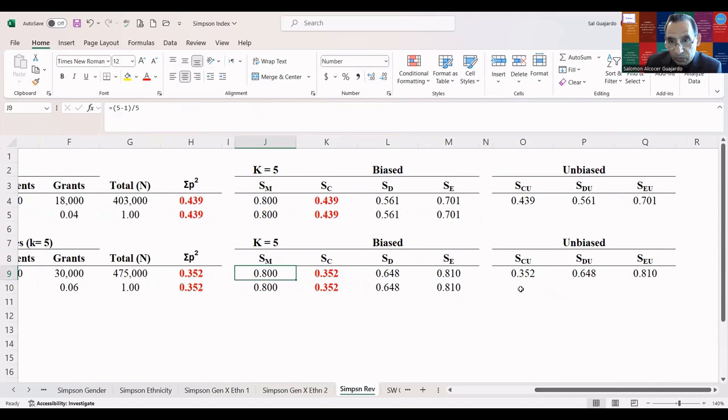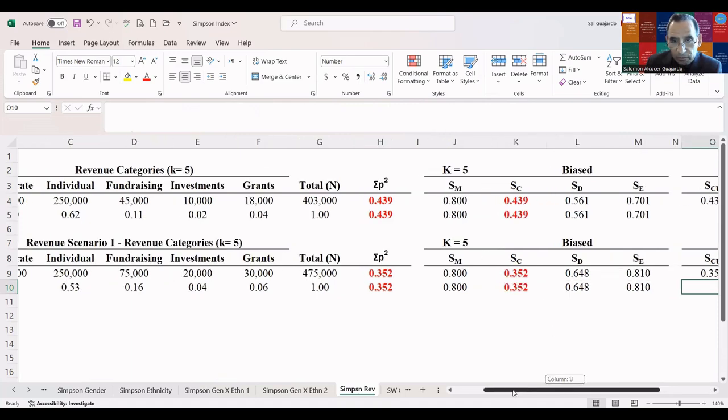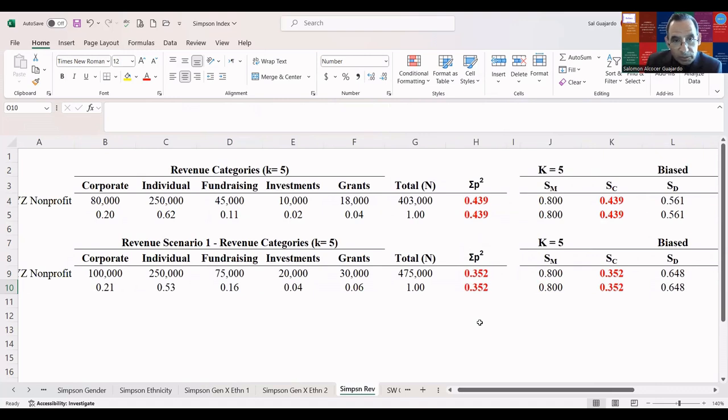And again, just for consistency, I applied the formula for the unbiased scores to the revenue scenario. And again, because the numbers are so large, using the formulas for the unbiased coefficients provides the same identical scores as for the biased scores. This is because the numbers get so large that the formula for the unbiased scores has no impact on the diversity score. Again, I do not recommend using the unbiased scores when the numbers get so large, only because you just do multiple calculations to obtain the same identical scores.